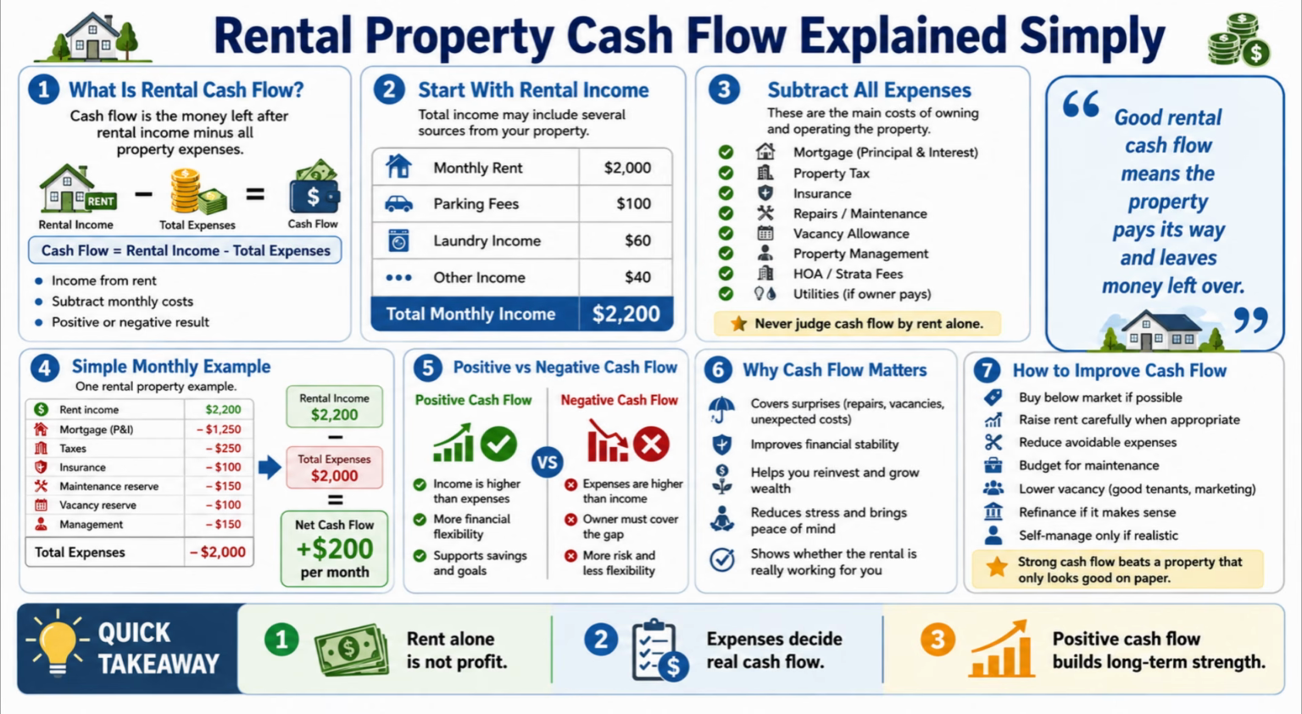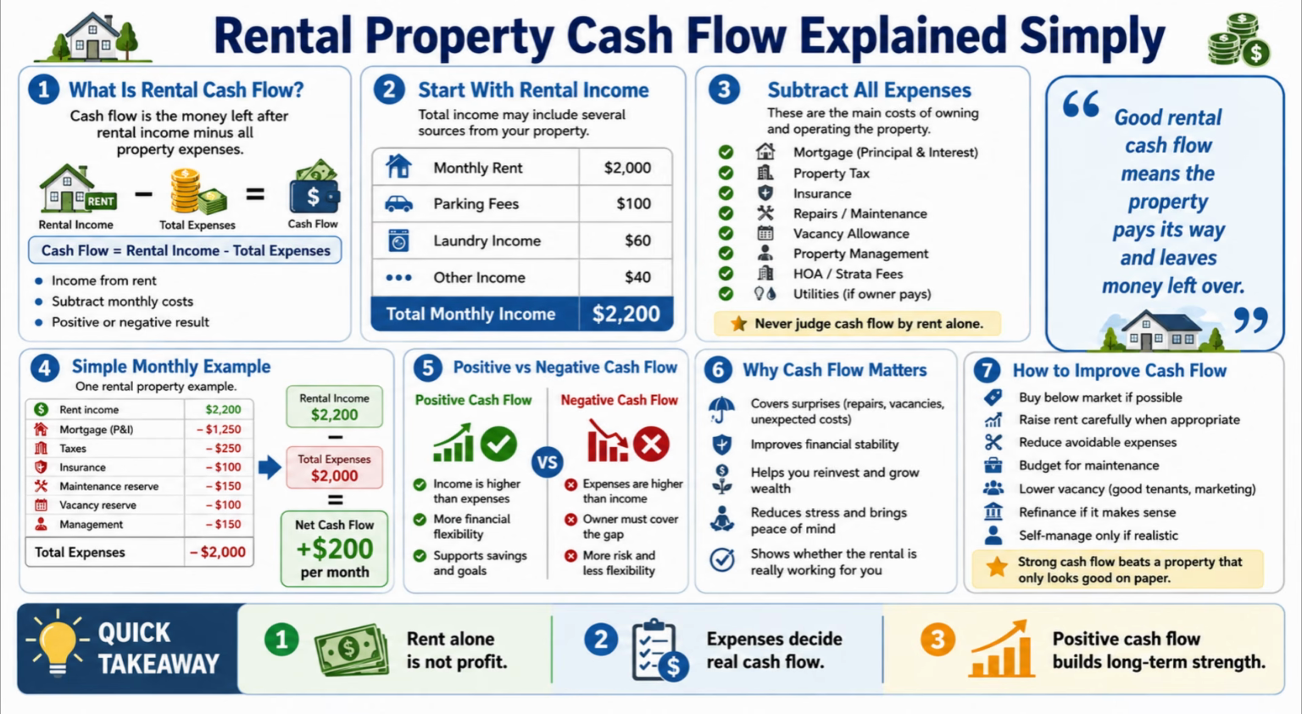For example, suppose the property earns $2,200 per month in total rental income. Then, the mortgage payment is $1,250, taxes are $250, insurance is $100, maintenance reserve is $150, vacancy reserve is $100, and management is $150. Altogether, the total expenses become $2,000. Now, when we subtract $2,000 in expenses from $2,200 in income, the result is positive $200 per month. That $200 is the net cash flow. This means the property is paying its bills and still leaving money left over.